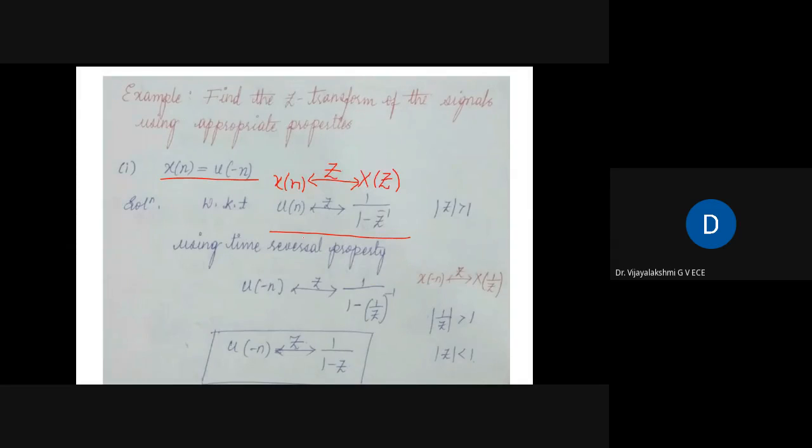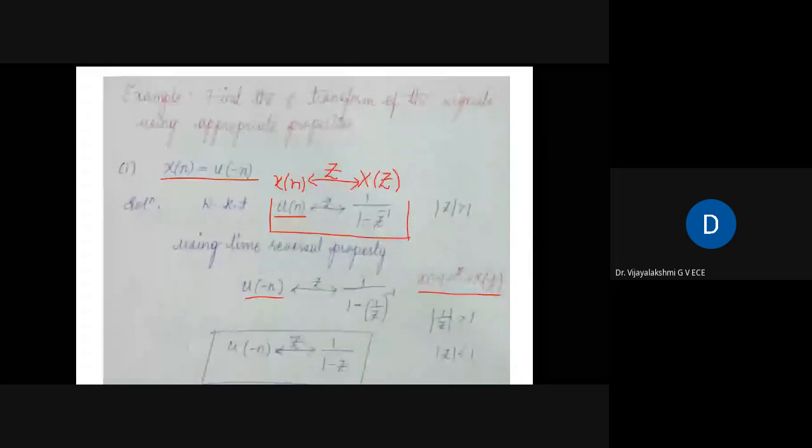So you already know about the time reversal property. Here I have written, just observe: if you reverse the signal in the time domain, in the Z domain, wherever Z is there, it will get inverted. Z becomes Z power minus 1. Keeping this as reference, our time domain signal is u of n. So if I reverse u of n to u of minus n, what is its corresponding Z domain signal? 1 by 1 minus Z inverse.